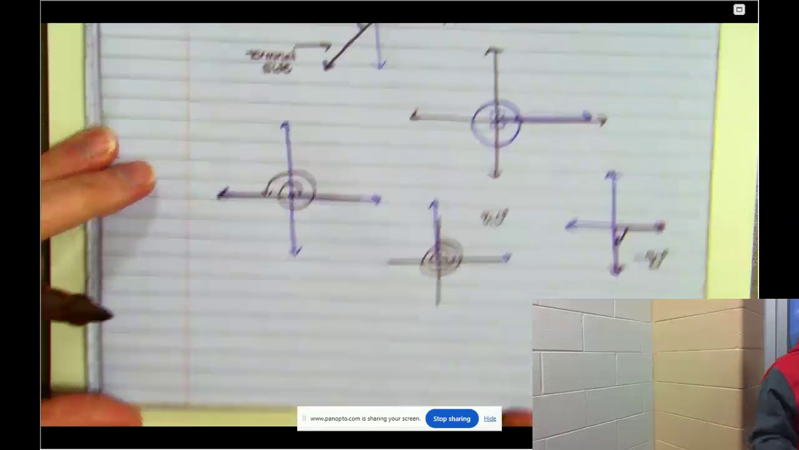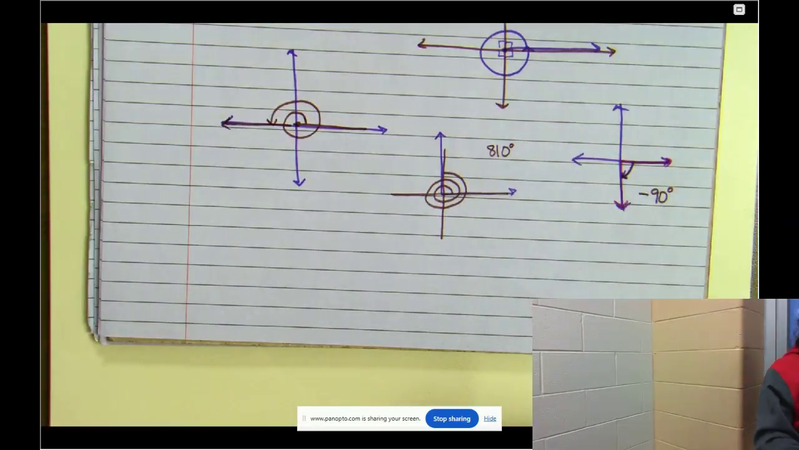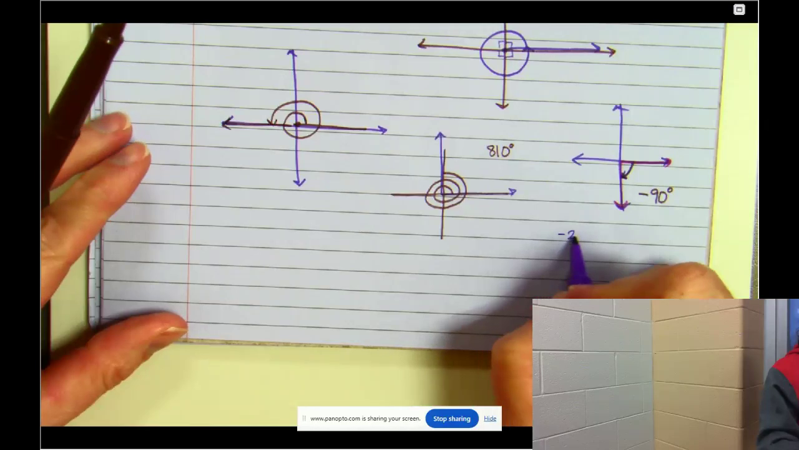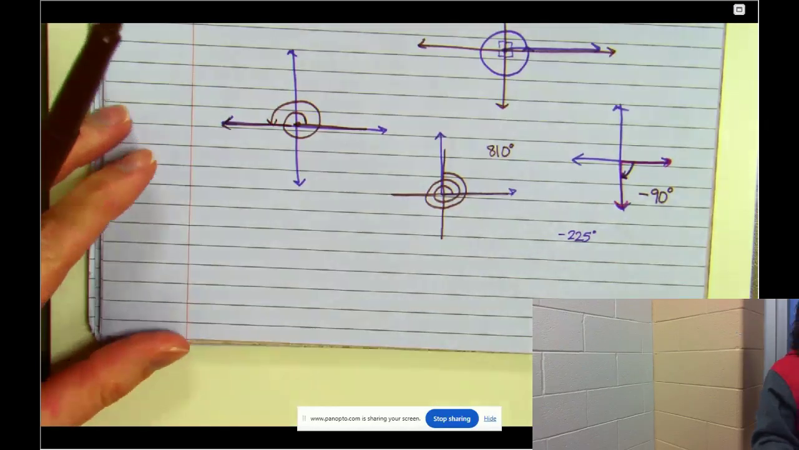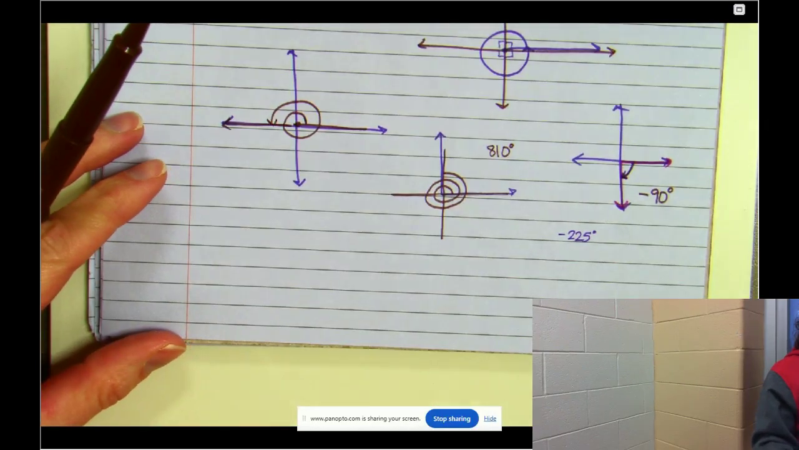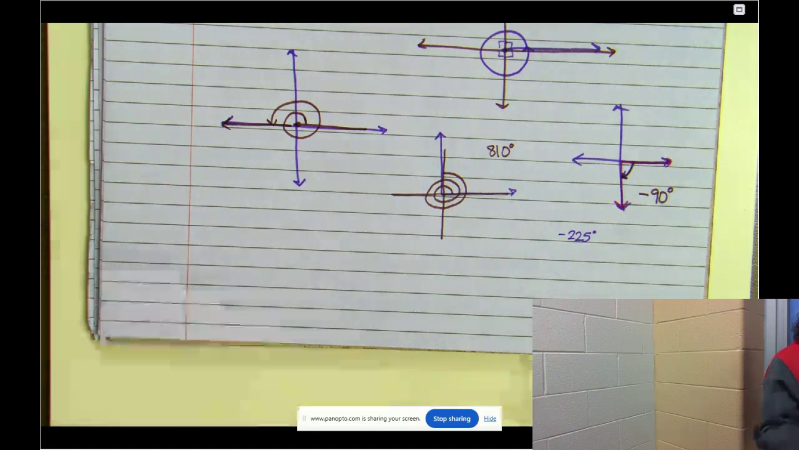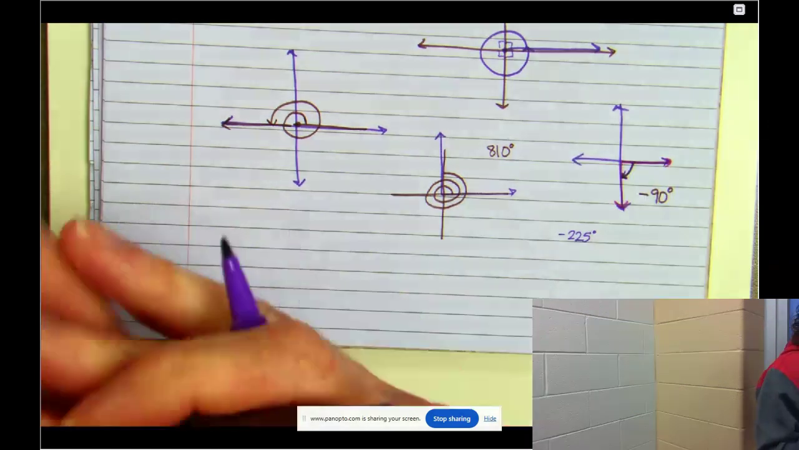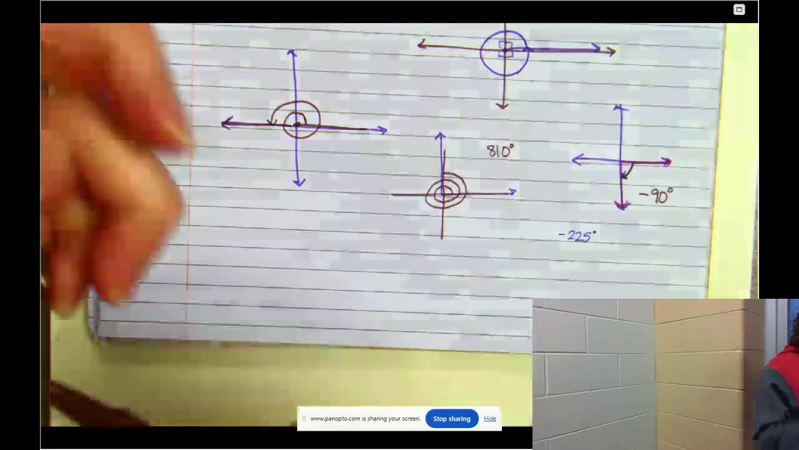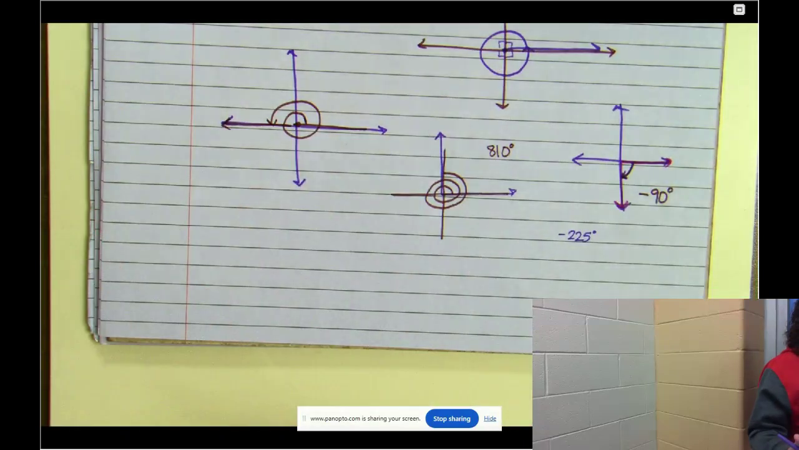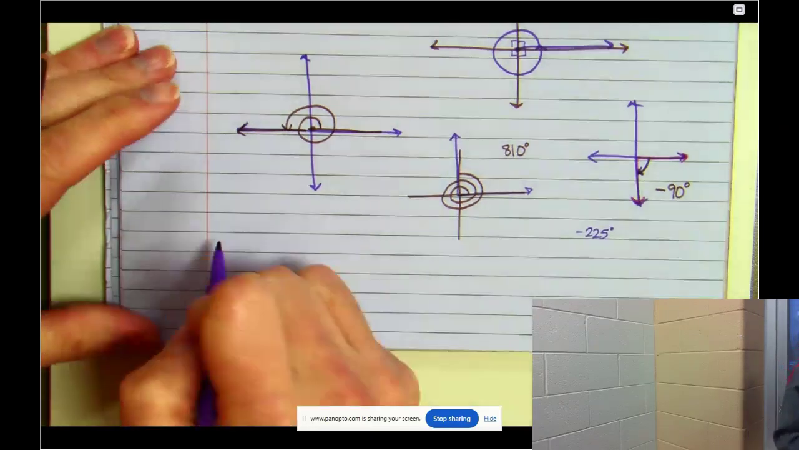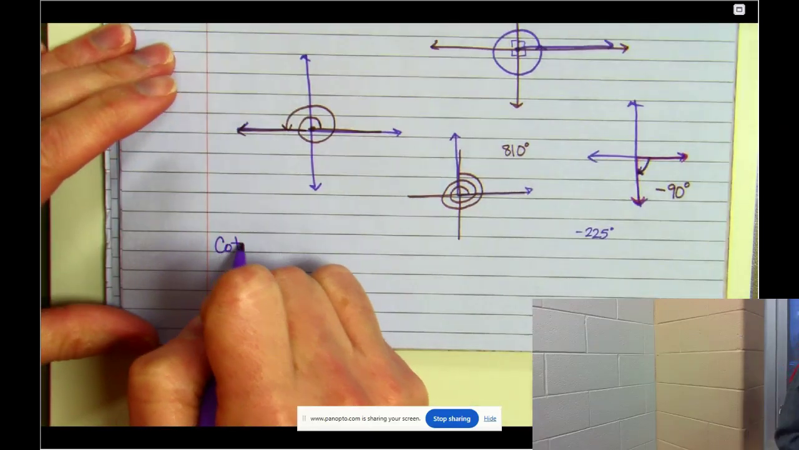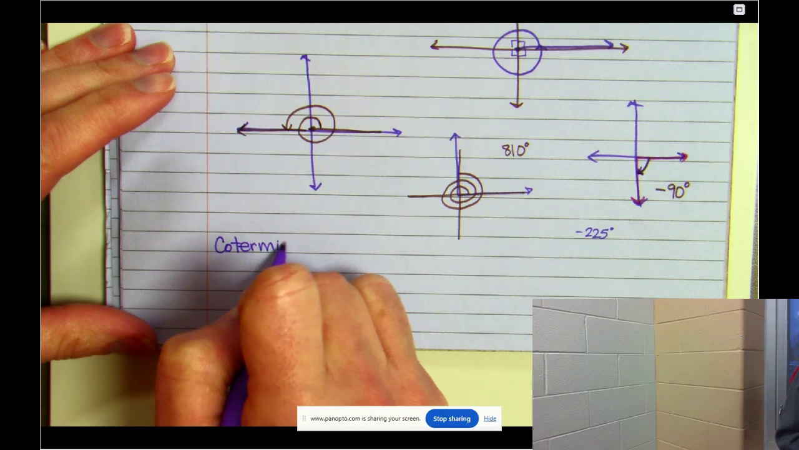Now, here's the deal. You could say to somebody, hey, this is a negative 225 degree angle, and they would be like, what the heck am I supposed to do with that? We would like to have a frame of reference to put him in the coordinate plane in a normal spot. So there's something you should write down. There's something called a coterminal angle.